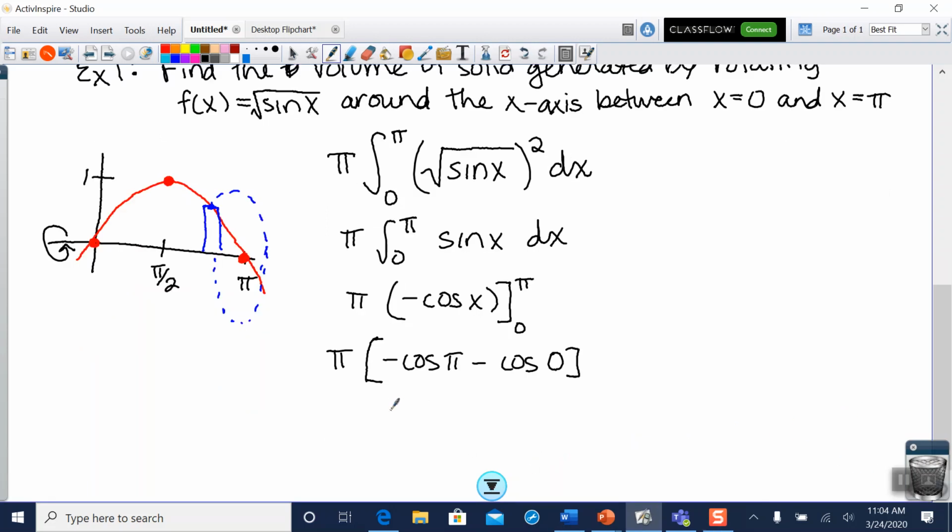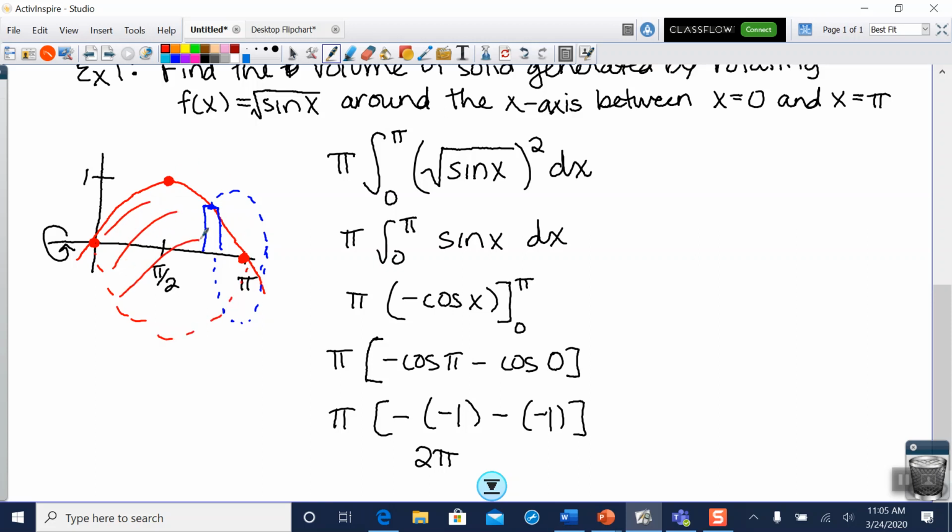So what we have here, pi times, cosine pi is negative 1, minus cosine 0, which is negative 1. So this is 1 plus 1. So this is 2 pi. So what that tells us is that the volume of this entire red shape, if I were to rotate it around the x-axis and find the solid shape that we're rotating around this axis, it kind of makes, I don't know, like an egg shape, that the volume of that egg shape is 2 pi.